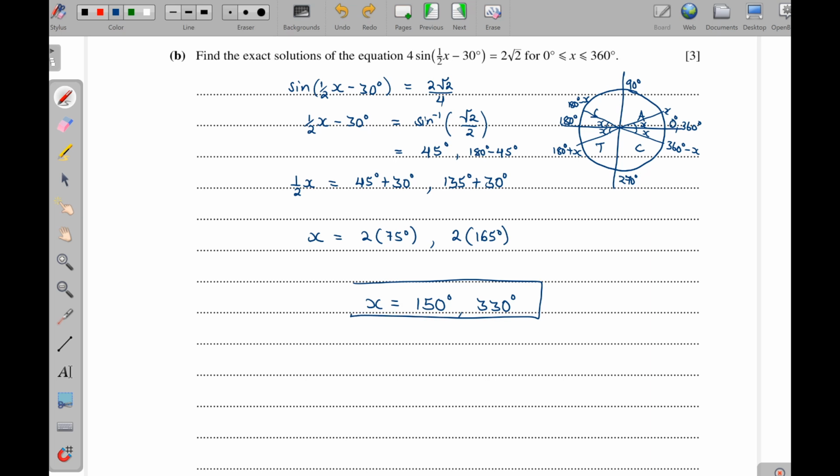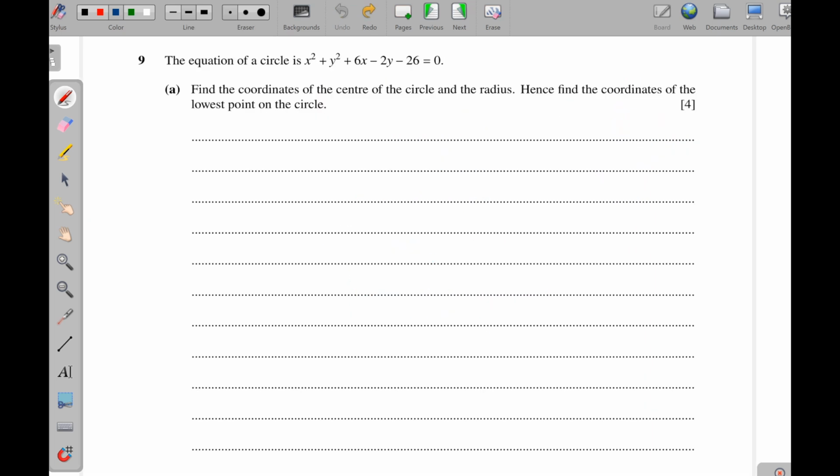That is that. Question 9 is coming from coordinate geometry. The equation of a circle is this one here. Part A, find the coordinates of the center of the circle and the radius. Hence, find the coordinates of the lowest point on the circle.